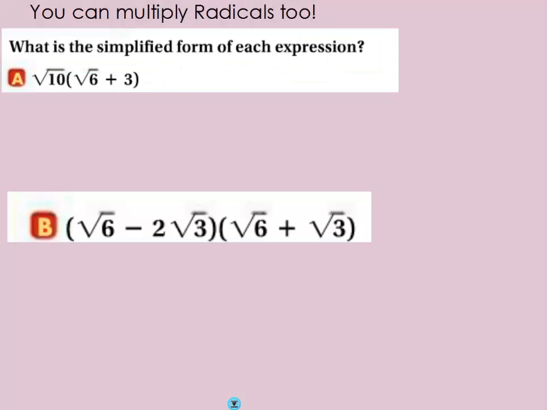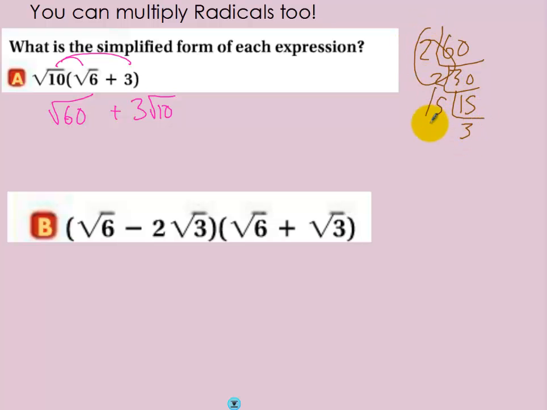Alright, let's try something else. So you can multiply radicals as well. So the square root of 10 times the quantity square root of 6 plus 3, I am going to distribute that square root of 10. So that's going to become square root of 10 times square root of 6 will be square root of 60 plus 3 times square root of 10. Now can I simplify that anymore? Well, if you can simplify the square root of 60, you can. Now I'm going to try to reduce that 60, and a 2, and a 30, and a 2, and a 15, and a 5, and a 3.